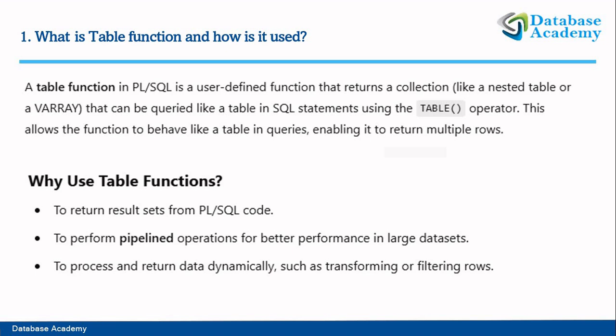In normal functions, it will always return one value with the return keyword. Here, the function can be queried like a table in a SQL statement using a table function. This function will be treated as a table, like a normal table where we use select star from employee to get the data. We will use these functions to get the data similarly.